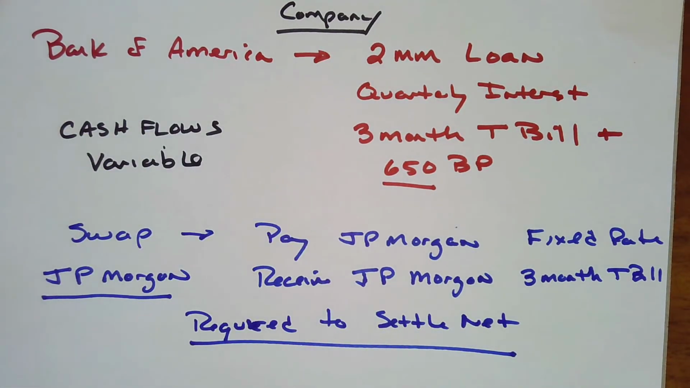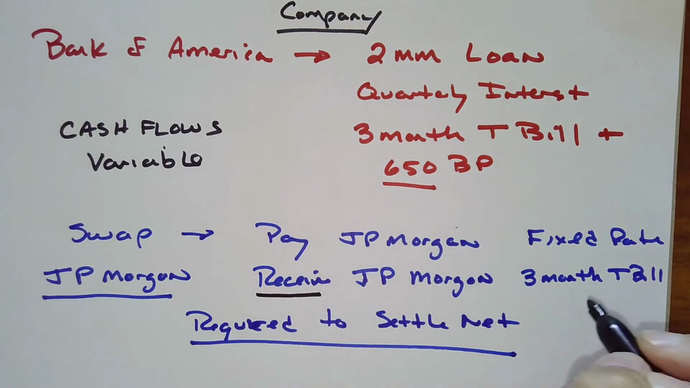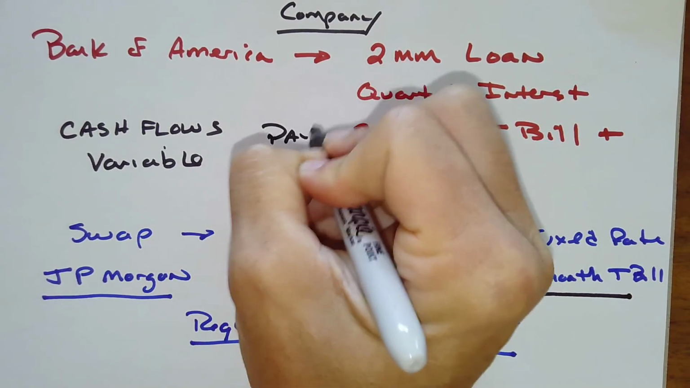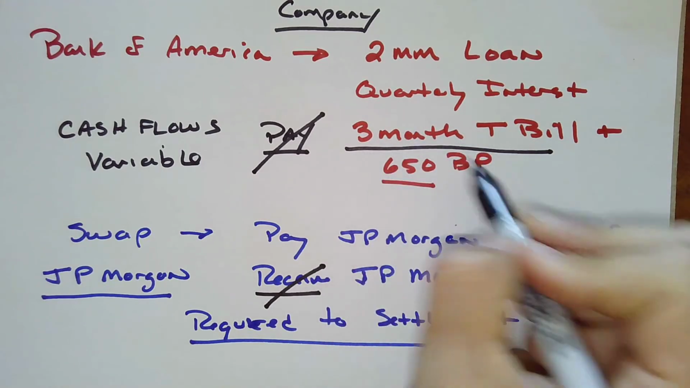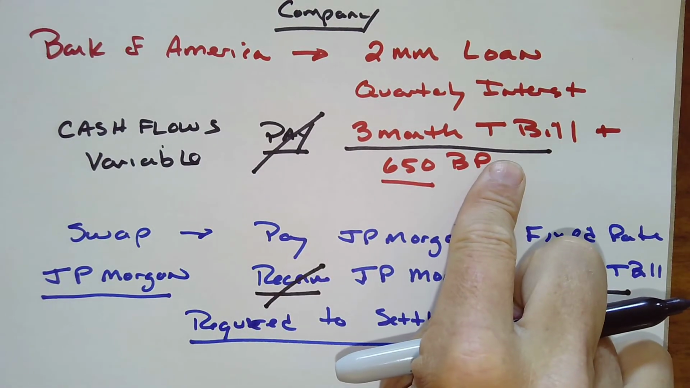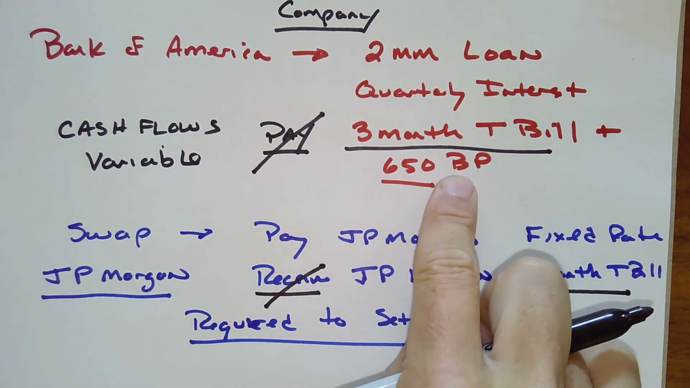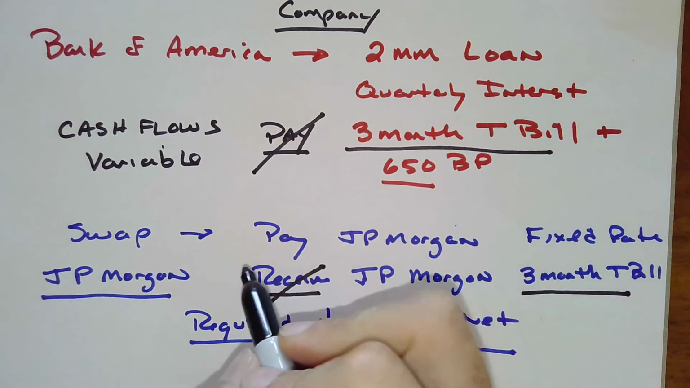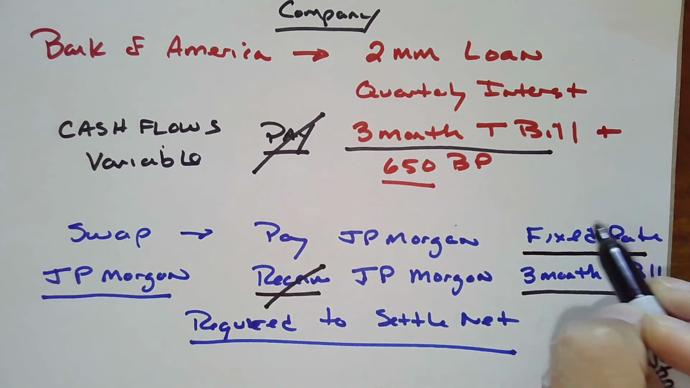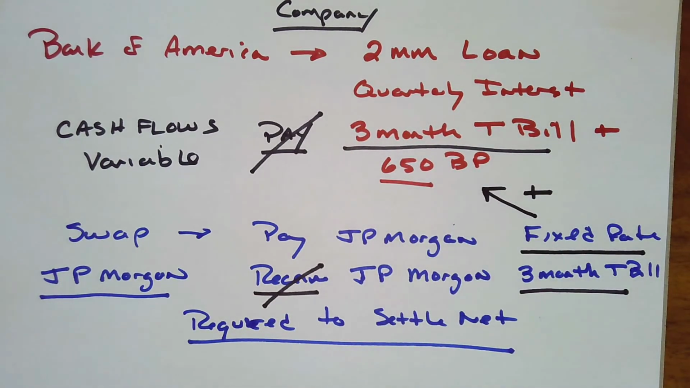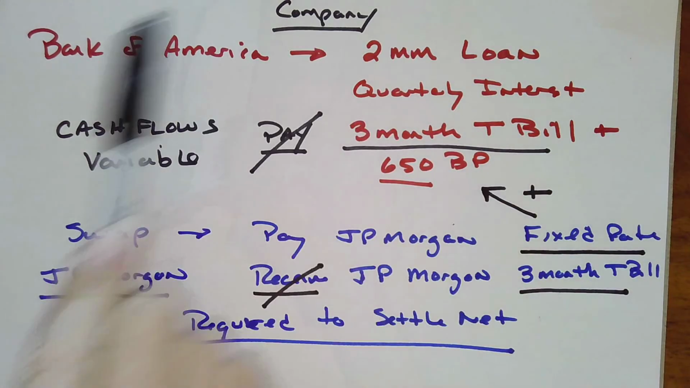So we have a receive 3-month rate and a pay 3-month rate. These two cancel each other out because I am receiving and paying the same rate. This 650 basis points doesn't matter. That's fixed, right? And we will always pay that. So what we're left with is that we're going to pay a fixed rate, whatever we negotiate here off the 3-month bill. We're going to pay this fixed rate plus the 650 basis points. So what we've done is eliminate the variable nature of the cash flows for this cash flow hedge.